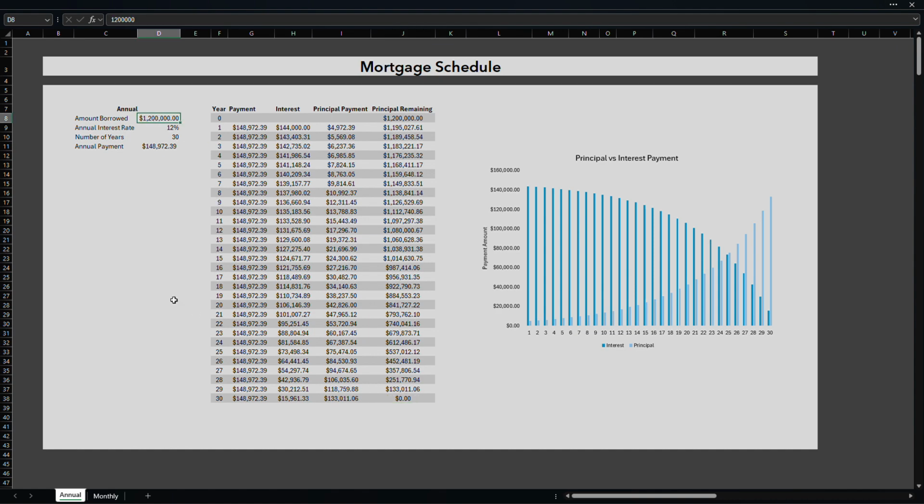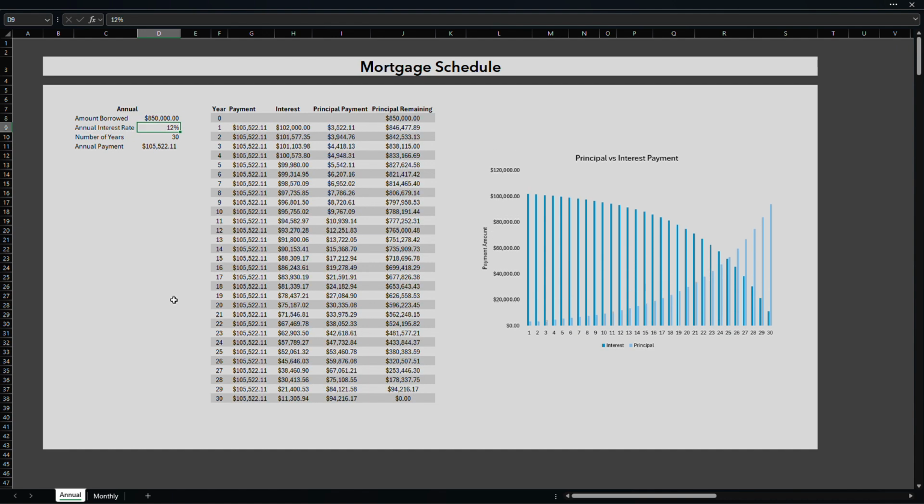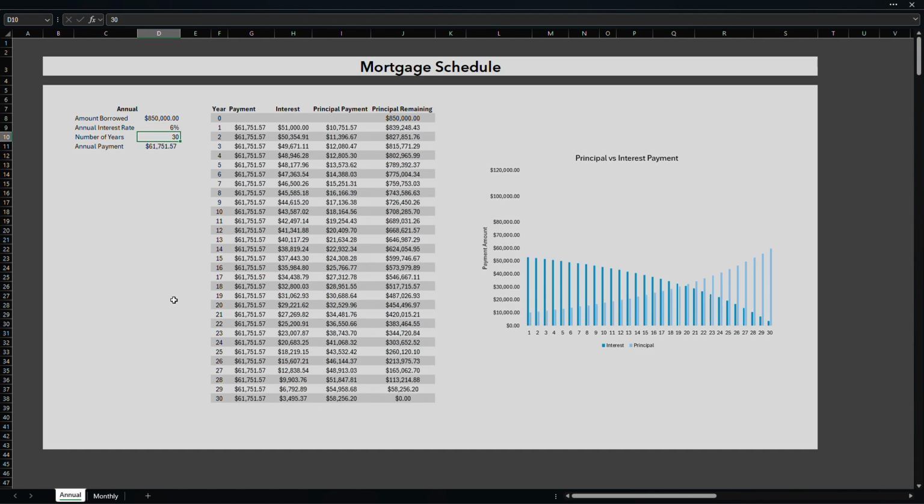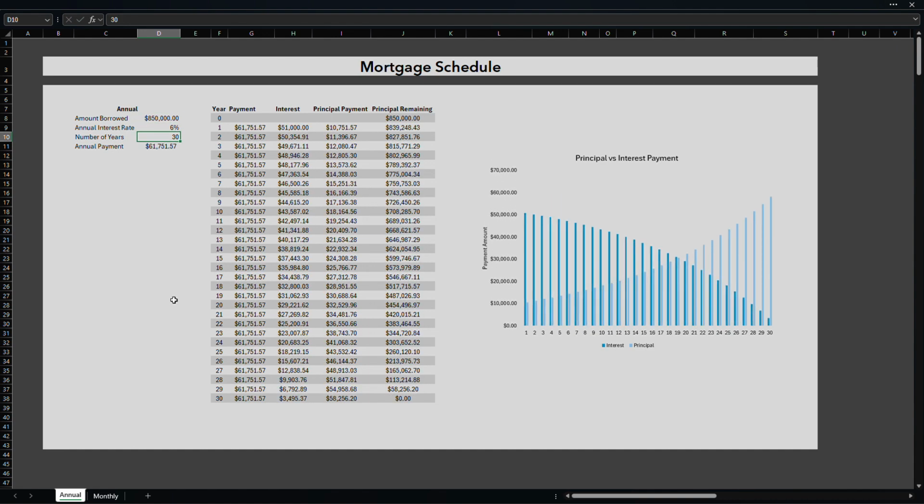Let's try some other numbers. Let's say we borrow $850,000 at 6% interest for 30 years. We got a $61,000 payment. Once again, it starts with majority interest, a little bit of principal, and that trend reverses until we're left with $0. And that's all there really is to it.